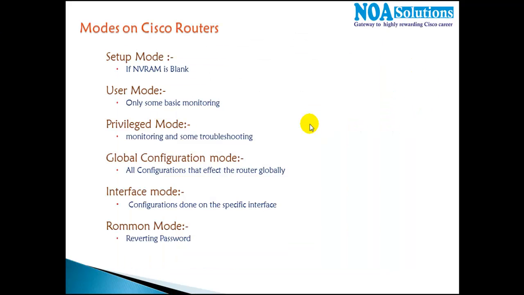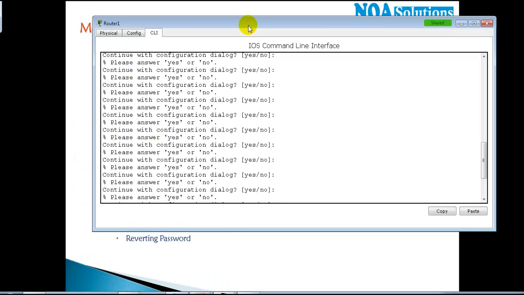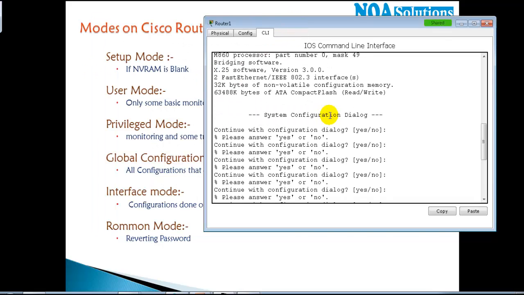We'll be getting into more detail on these modes one by one. So let's try to see what exactly a mode is. The first mode we'll start with is something called setup mode. Whenever you power on the router, probably most of the time when you power on the router for the first time, you will see something called setup mode. Now how it looks, whatever the command line you observe here, we call this setup mode. What it is saying is, you get into this setup mode if your NVRAM is blank.